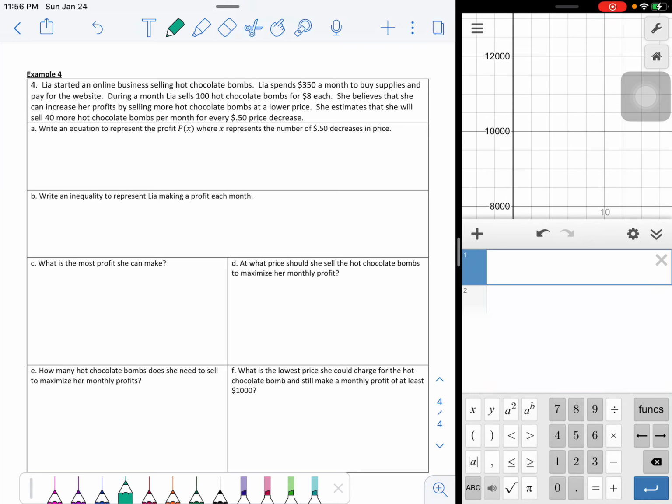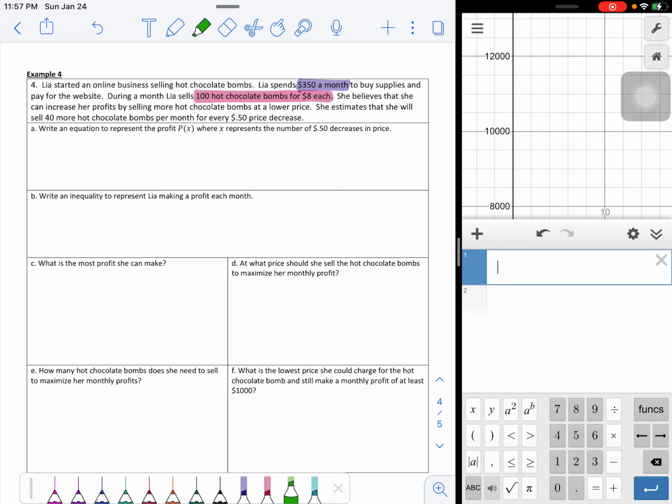All right, so this is example number 4 on the inequality word problems worksheet. It says Leah started an online business selling hot chocolate bombs. Leah spends, let me start annotating here, $350 a month to buy supplies and pay for the website. During 1 month, Leah sells 100 hot chocolate bombs for $8 each.